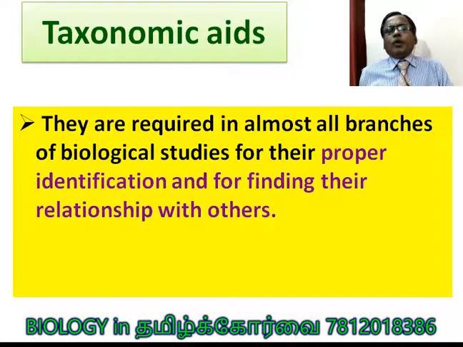They are required in almost all branches of biological studies because taxonomy is connected with various branches. Suppose a pharmaceutical company wants to produce a drug from a plant. It wants to identify and cultivate the particular plant. So it first identifies the plant using taxonomic aids. Likewise, it is connected with various branches. Taxonomic aids allow proper identification and finding their relationship with others, that is, other branches.